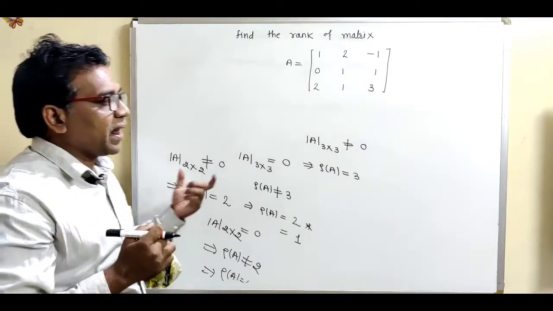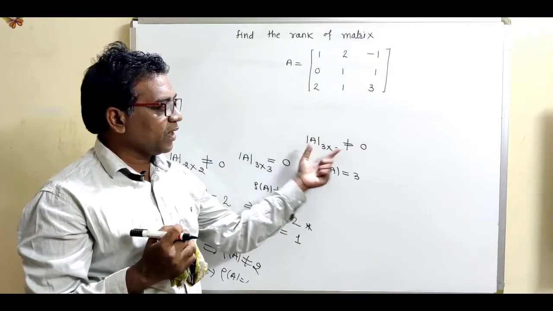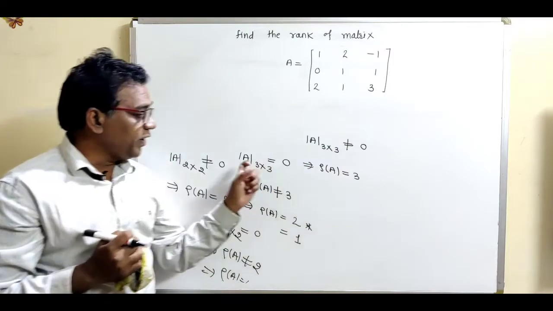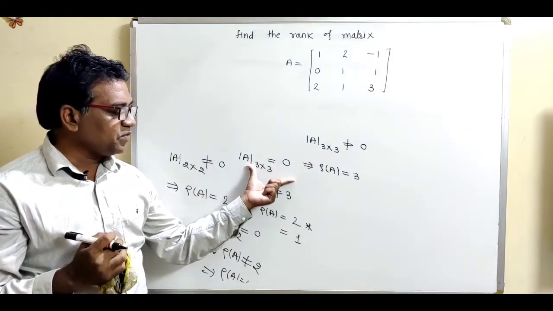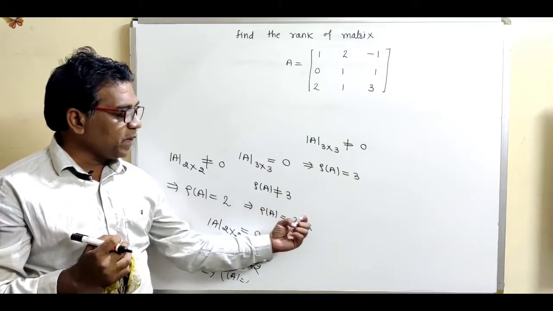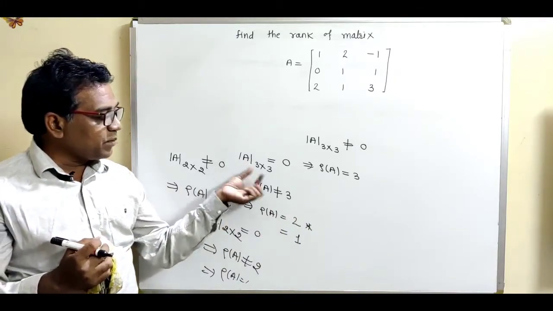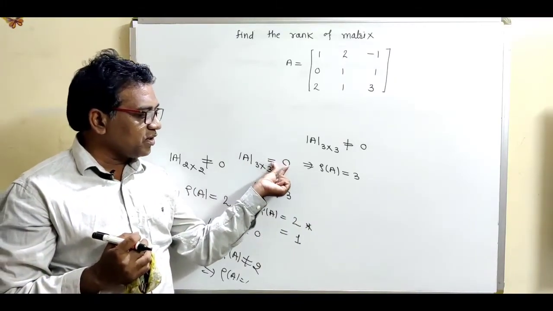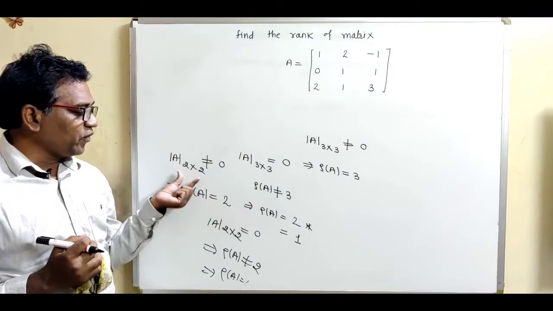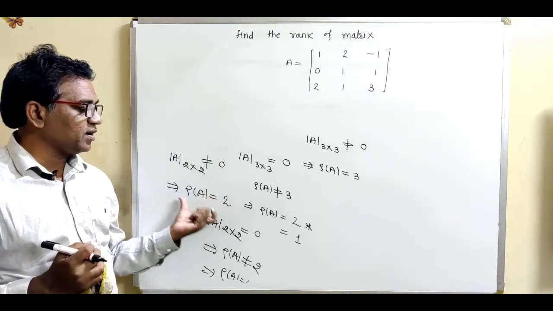So see how to find out the rank of the matrix. First of all, find out the determinant of highest order. If this is non-zero, then the rank of the matrix is 3. If the determinant is zero, that means we can say that rank of A is not equal to 3. That means rank may be 2 or it may be 1. If the determinant of order 3 by 3 is equal to 0, then try for a 2 by 2 matrix. If the determinant of order 2 by 2 is non-zero, then we can say that the rank of the matrix is equal to 2.